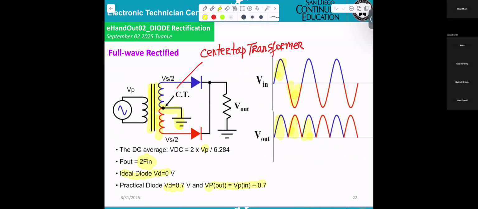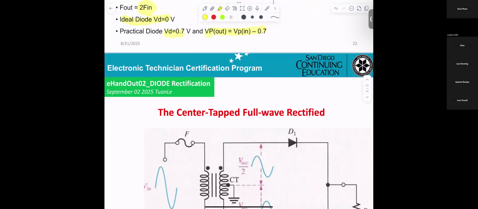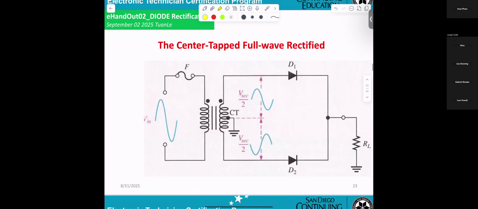Okay, I guarantee when you're working, you will draw this circuitry in MultiSim. When you run the simulation, it can give you exactly what the output will look like. And this is a center tap full wave rectifier.